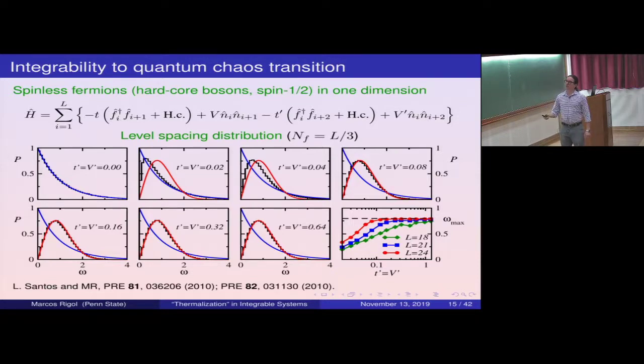This is what is shown in this plot. What I have taken is the maximum in the numerical result, and I have plotted it as a function of T prime, V prime for different system sizes. And this omega max here is what random matrix theory predicts. And you see what happens. For small system sizes, it takes very large T prime, V prime to get to this omega max. But as you increase system size, you clearly see this moving in. So the expectation is that in the thermodynamic limit, any finite, non-zero T prime, V prime will give you the Wigner-Dyson distribution.